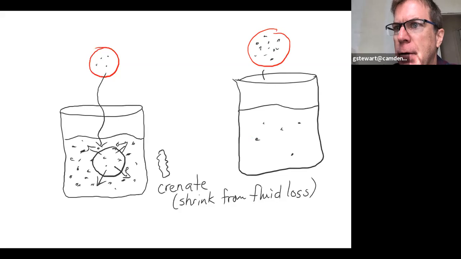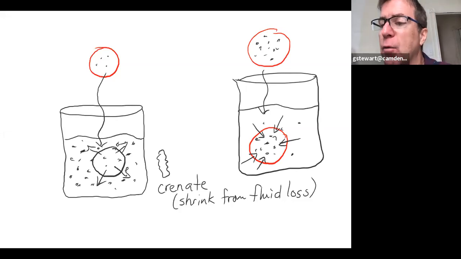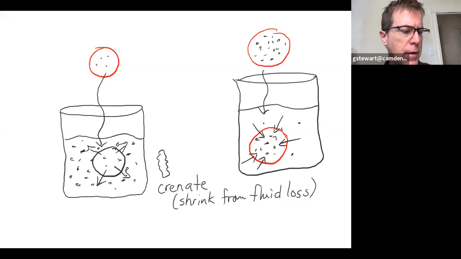If I drop this in here, what happens is the cell takes on water because water always flows toward the hypertonic environment. Water will flow into the cell, and that cell will swell, and eventually it will burst if it's not removed from that environment. So that explains how water moves through membranes and why it moves. It always moves toward the higher concentration of solute, or something dissolved in the water.